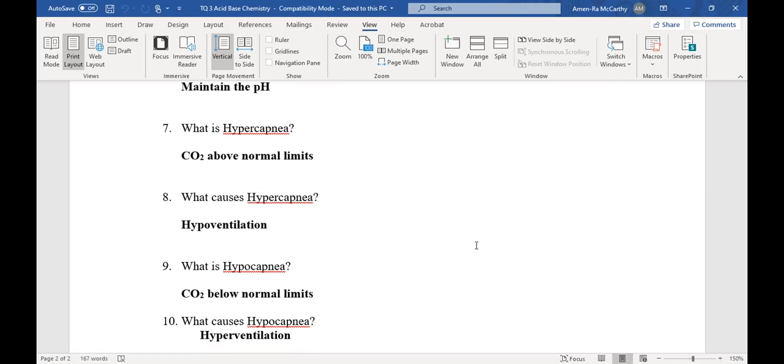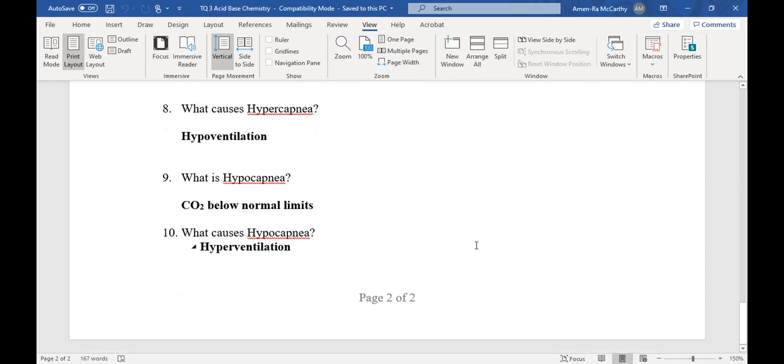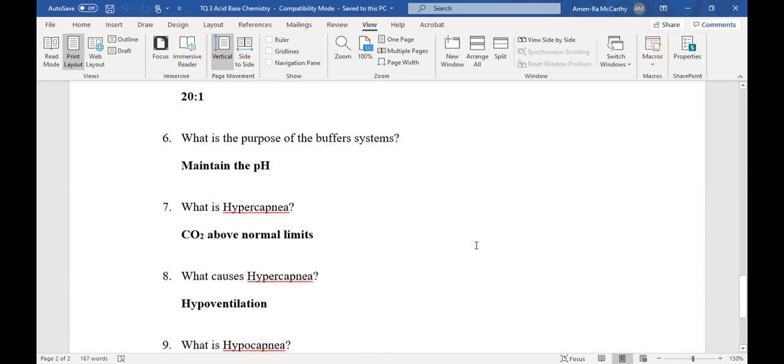What causes hypercapnia? That's 2 questions. Hypoventilation. If I don't blow off enough, my CO2 is going to get higher and higher, because hypercapnia is high CO2, and what causes the high CO2 is my hypoventilation. What about hypocapnia? What causes hypocapnia? And that is CO2 below normal limits. Excellent job, guys.